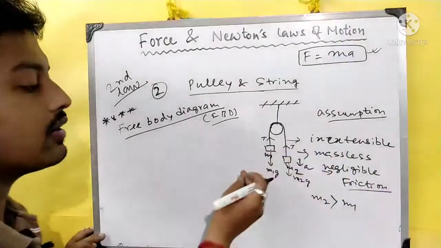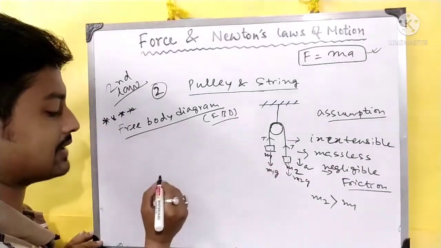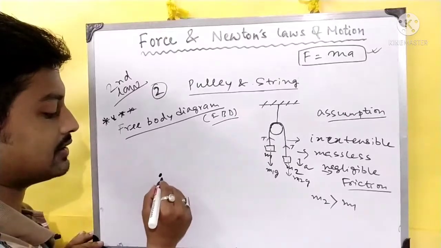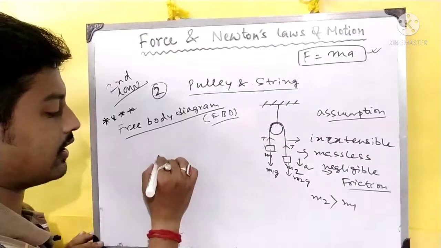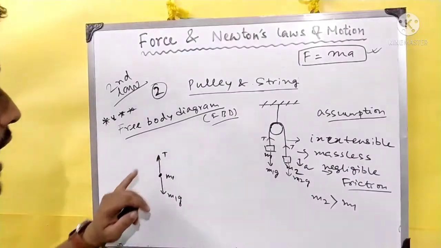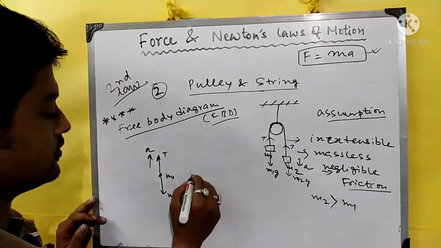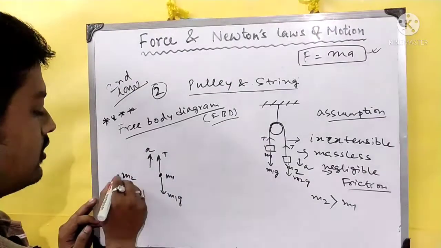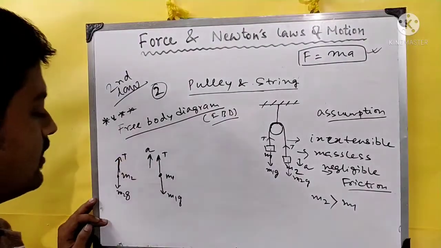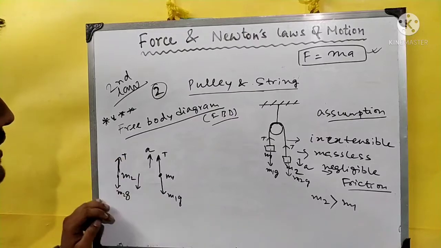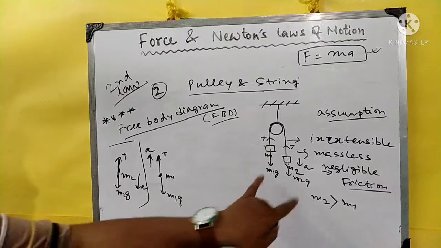If you draw the free body diagram of the m1 mass, I have said you have to consider this mass as a point mass. This is the m1 point, downward acts m1g, upward tension, and the acceleration is in this direction. For m2, downward is m2g, upward is tension, acceleration in this direction. These two are the free body diagrams of the two masses.